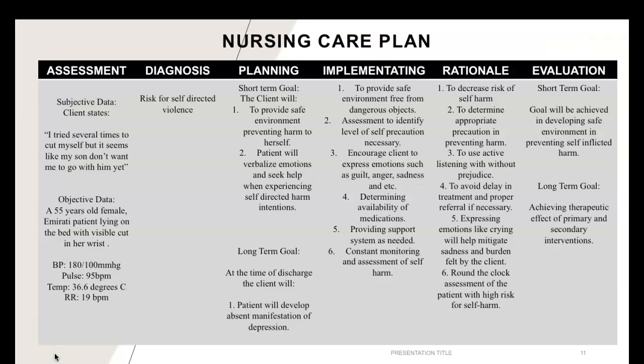The nursing care plan of the patient includes risk for self-directed violence. This aims to provide a safe environment, prevent harm to the patient, have the patient verbalize emotions and seek help when experiencing self-directed harm intentions. Additionally, the patient will develop absent manifestation of depression.